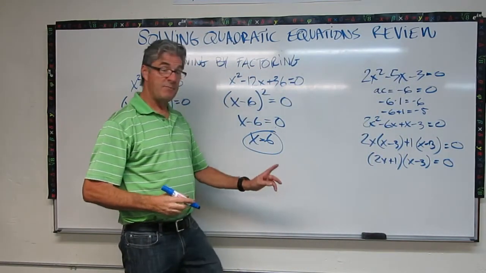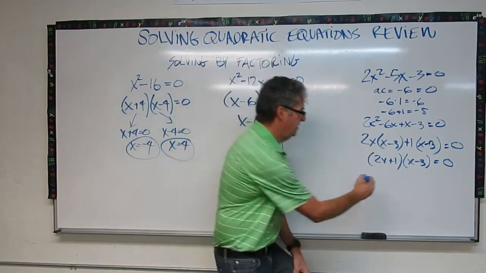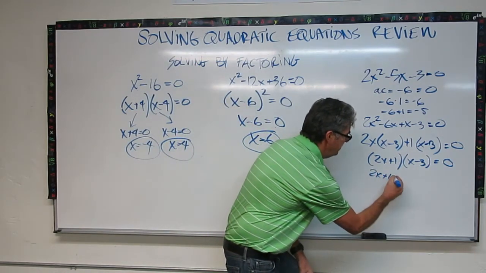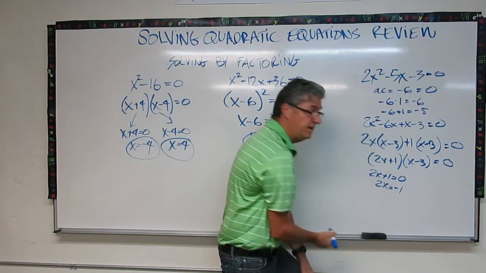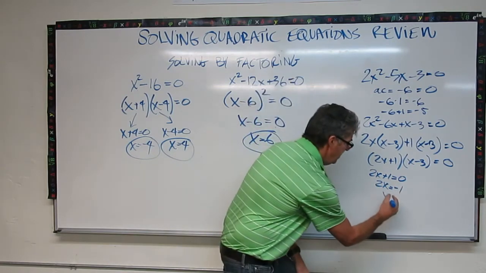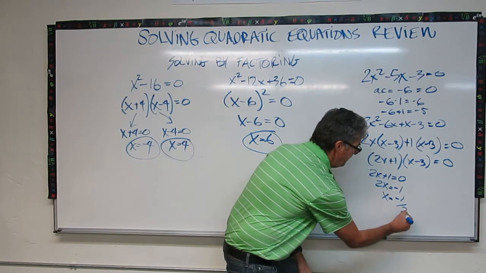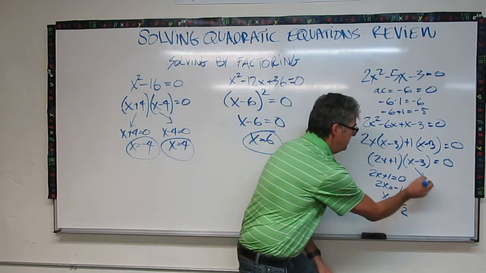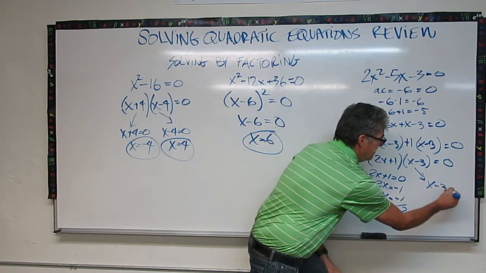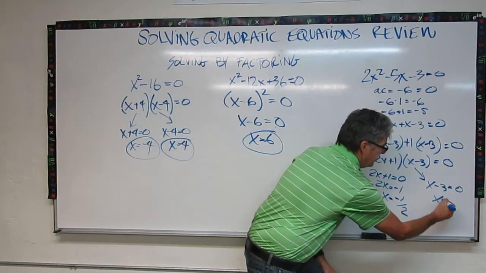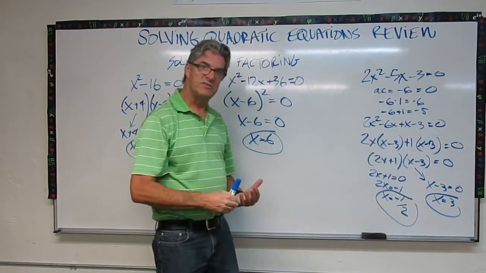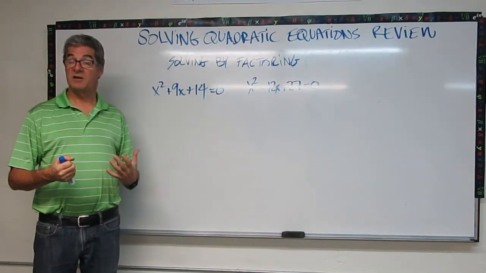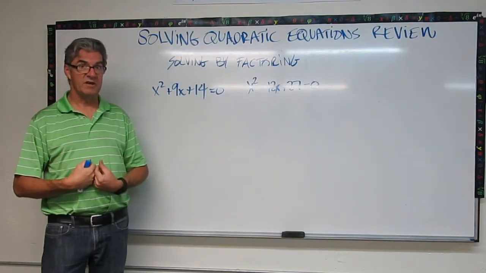Okay, now I have my branch. I need to solve this one. 2x plus 1 equals 0. Move the 1 over. 2x equals negative 1. Divide by 2. X is negative 1/2. This one's a little bit more simple. X minus 3 equals 0. This gives us x equals 3. There are 2 solutions.